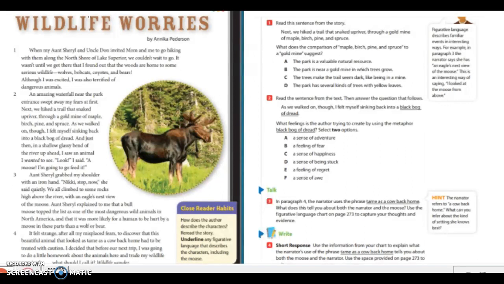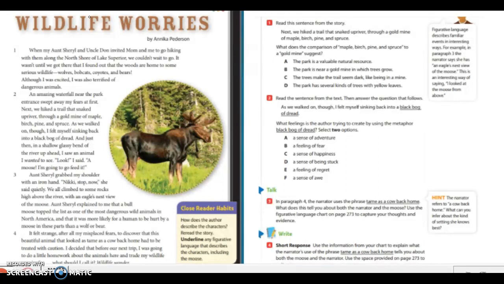Paragraph 3. Aunt Cheryl grabbed my shoulder with an iron hand. "Nicky, stop now," she said quietly. We all climbed to some rocks high above the river, with an eagle's nest view of the moose. Aunt Cheryl explained to me that a bull moose topped the list of one of the most dangerous wild animals in North America, and it was more likely for a human to be hurt by a moose in these parts than a wolf or a bear.